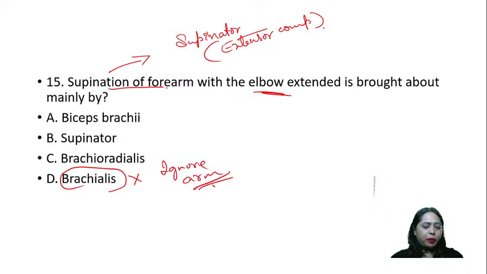So we are left with how many? We are left with 3. Correct? We are left with 1, 2, 3. Now the name itself tells you supinator. So what else do you need? Do you need any other muscle? Supinator, the name itself tells you supinator. So you can just go with the supinator, and that is option B.